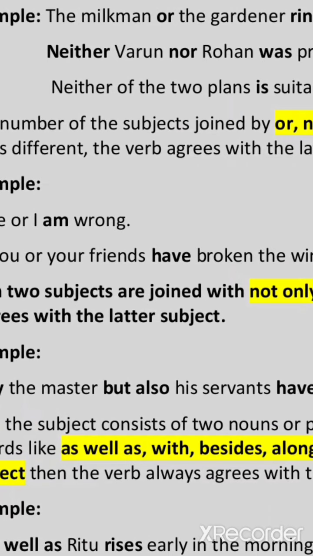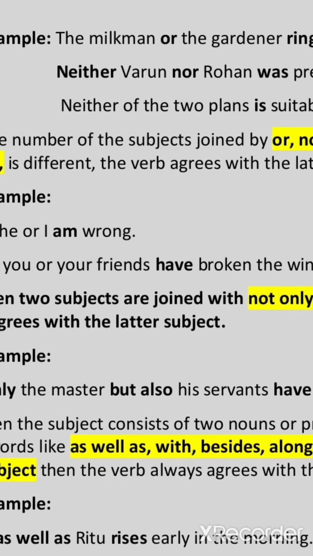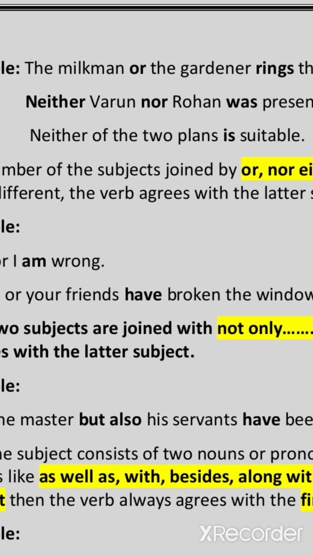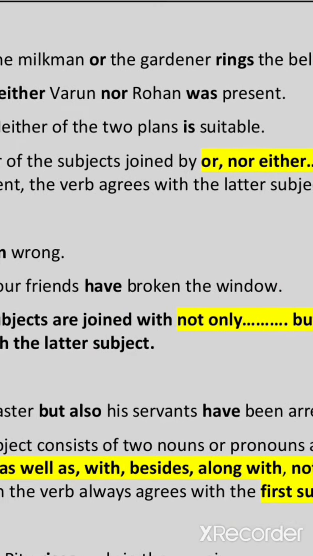Children, if you remember, just 2 minutes before I told you that when an article is used with the second subject also, this means that there are two different people. Now see here in this example, it will become clear to you: the milkman or the gardener. The is used with milkman, and the is used with gardener. So it becomes two. Now there is a choice: either the milkman or the gardener, one of the two, so a singular verb will be used. Rings the bell first.